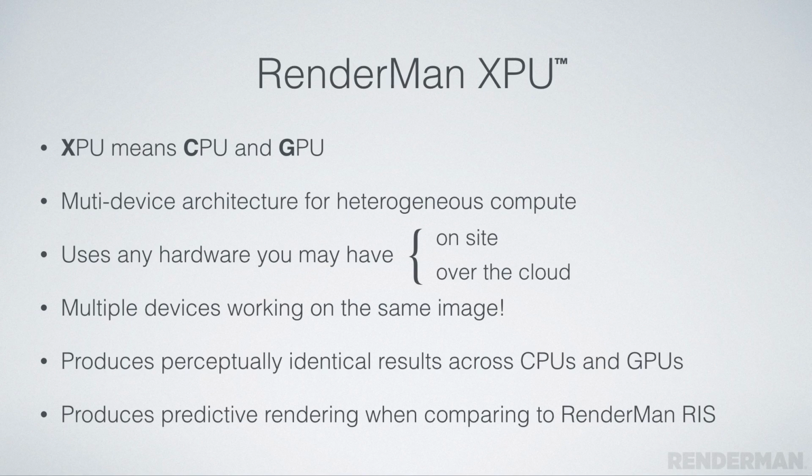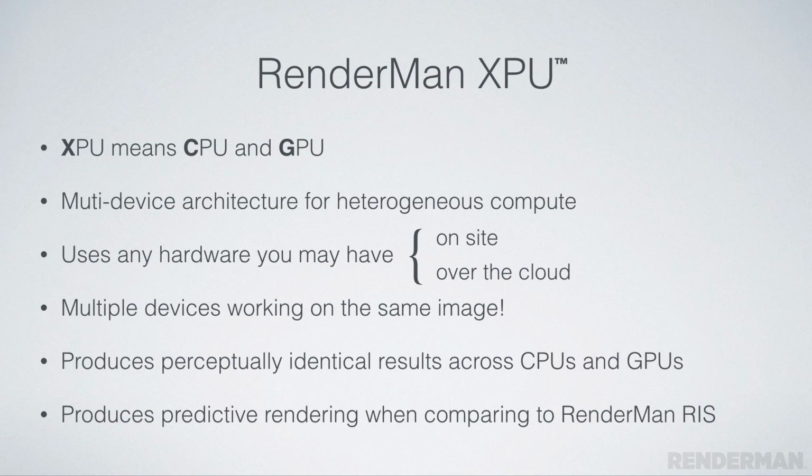Okay, so what does XPU mean? XPU is our abstract term to identify a generic compute device that we leverage in our heterogeneous compute architecture. It is CPU and GPU together, both devices equally capable of producing a given picture, or both cooperating to produce every single frame. It is about using any hardware you might have on your laptop, on your workstation, your render farm, or over the cloud. XPU produces perceptually identical results across CPU and GPU, and more of this in a moment.